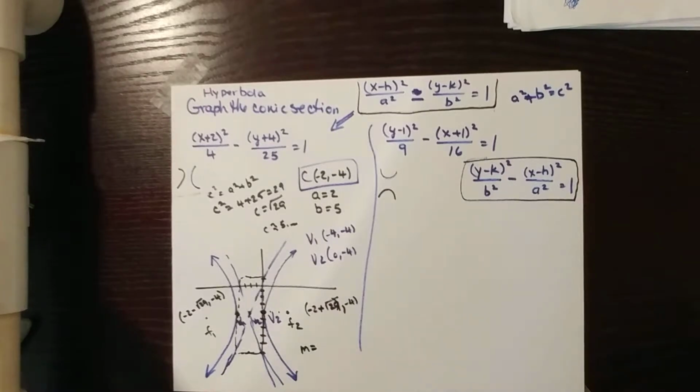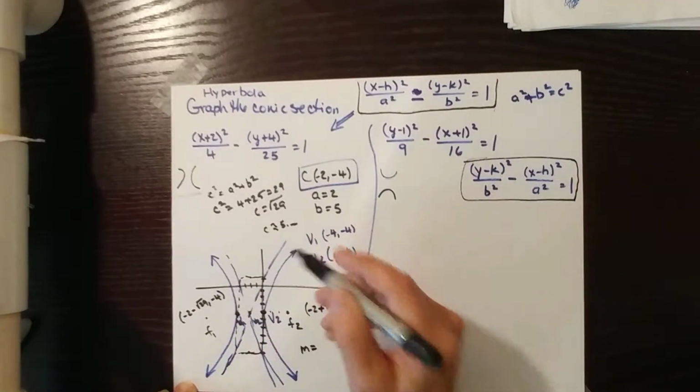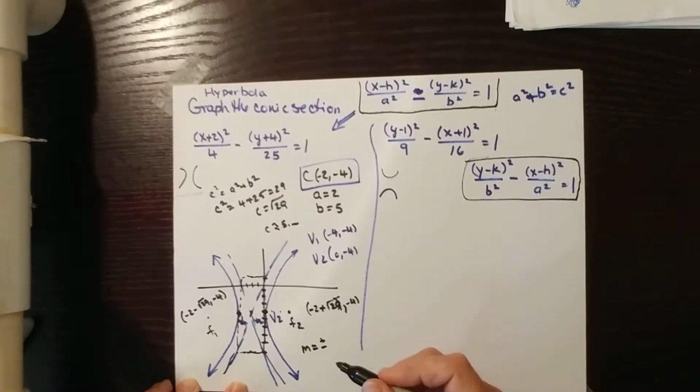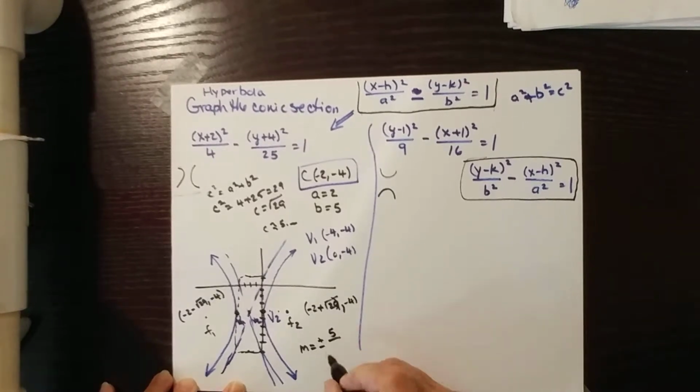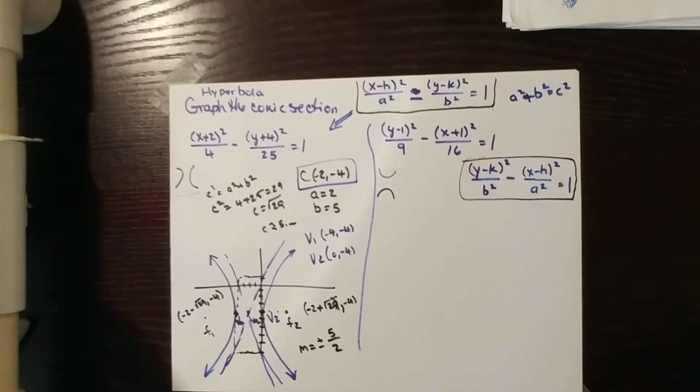The only thing left to do is write the slopes of the asymptotes. Slope is rise over run. We have two, this asymptote and this asymptote, so it's plus or minus b, which is your rise, b was 5, over a, which is your run. And so that is the end of that hyperbola.